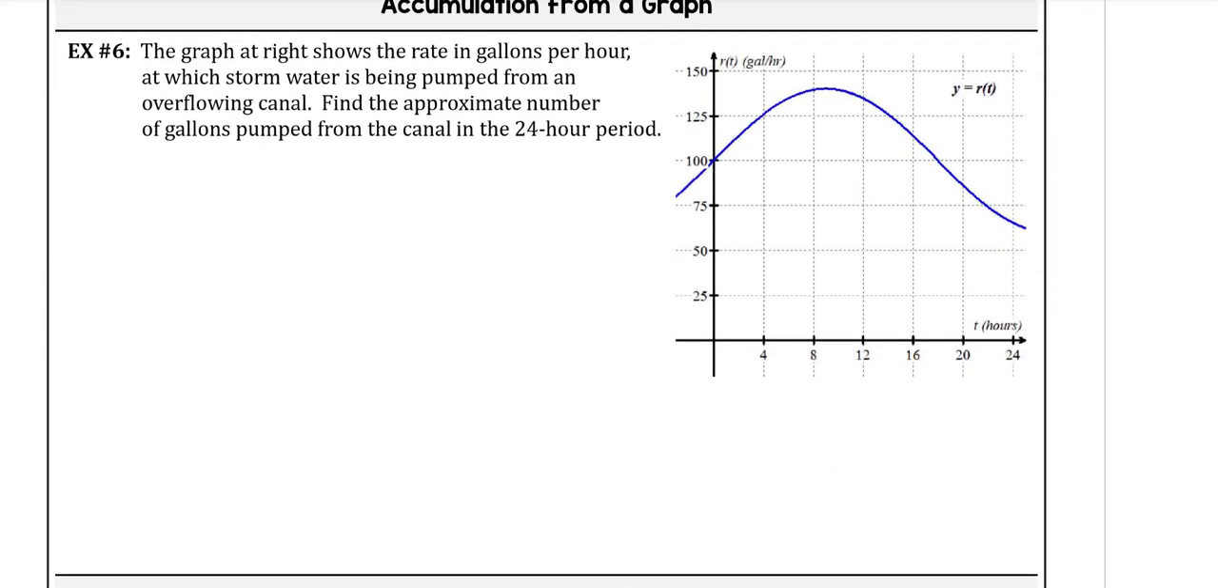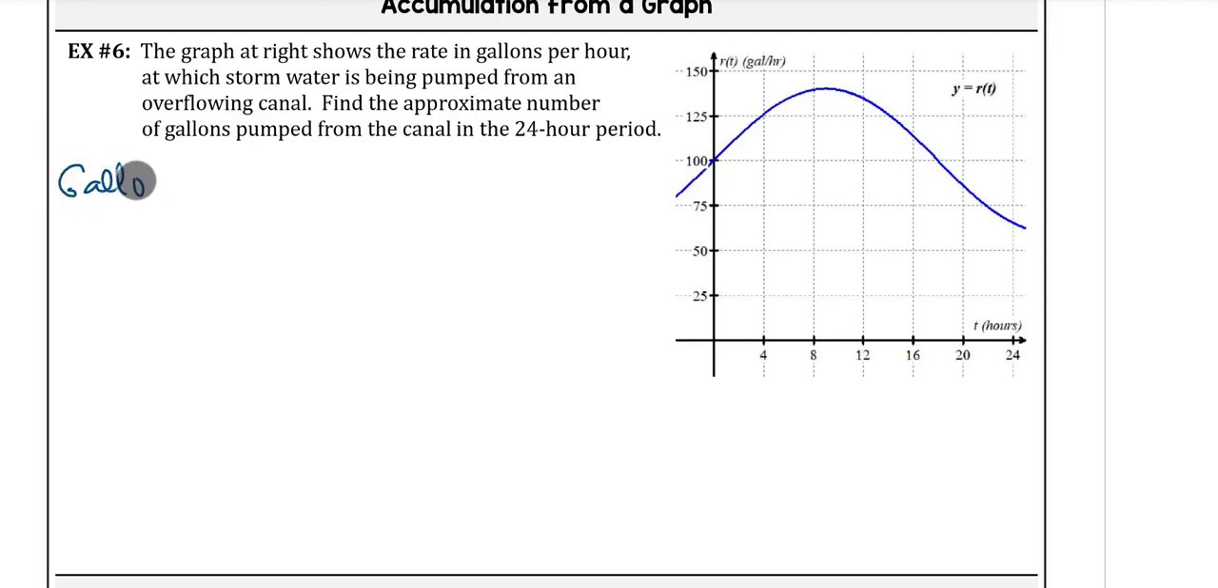Okay, and the other way we see these problems is, of course, our old friend, the graph. The graph at right shows the rate in gallons per hour at which the storm water is being pumped from an overflowing canal. Find the approximate number of gallons pumped from the canal in a 24-hour period. So what we're figuring out here is we're going to find the area under that curve.